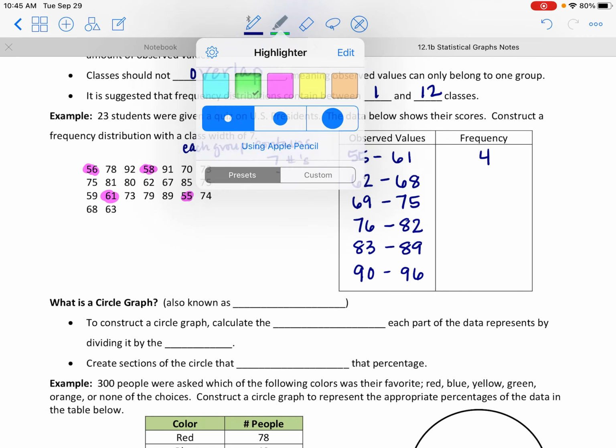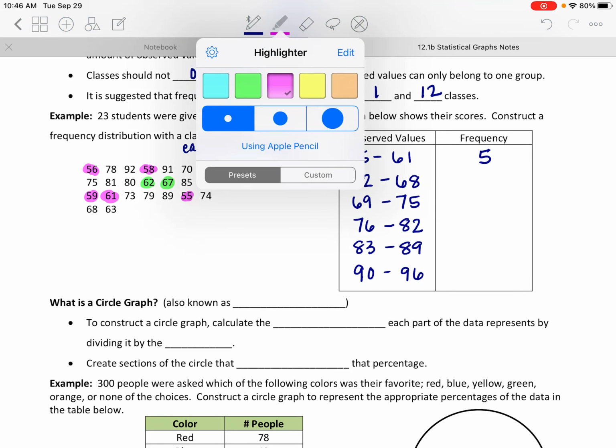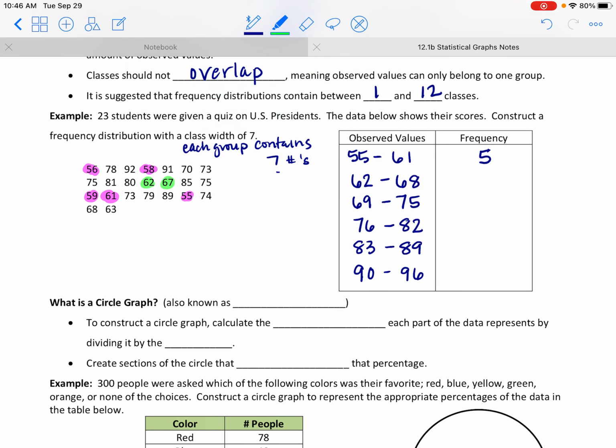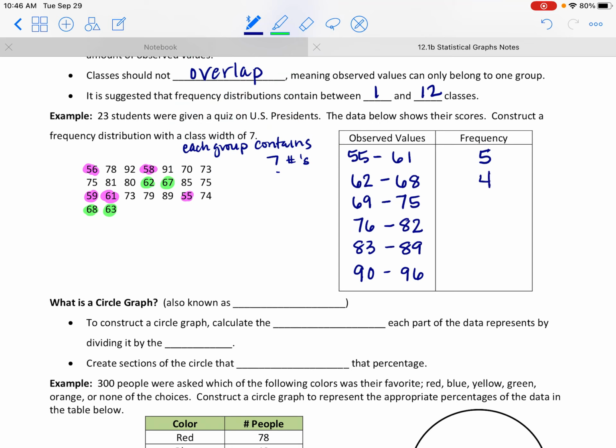Now we're looking for quiz scores that go from 62 to 68. Oops, I just see I left off a 59 over here. See how easy it is to miss these little guys? That's why I was trying to use the highlighter. So this should be 5. Okay, back to green, 62 to 68. This one here, this one here. I think that's it. If I miss one, I'll catch it later. So that's 4 quizzes in the 62 to 68 range.